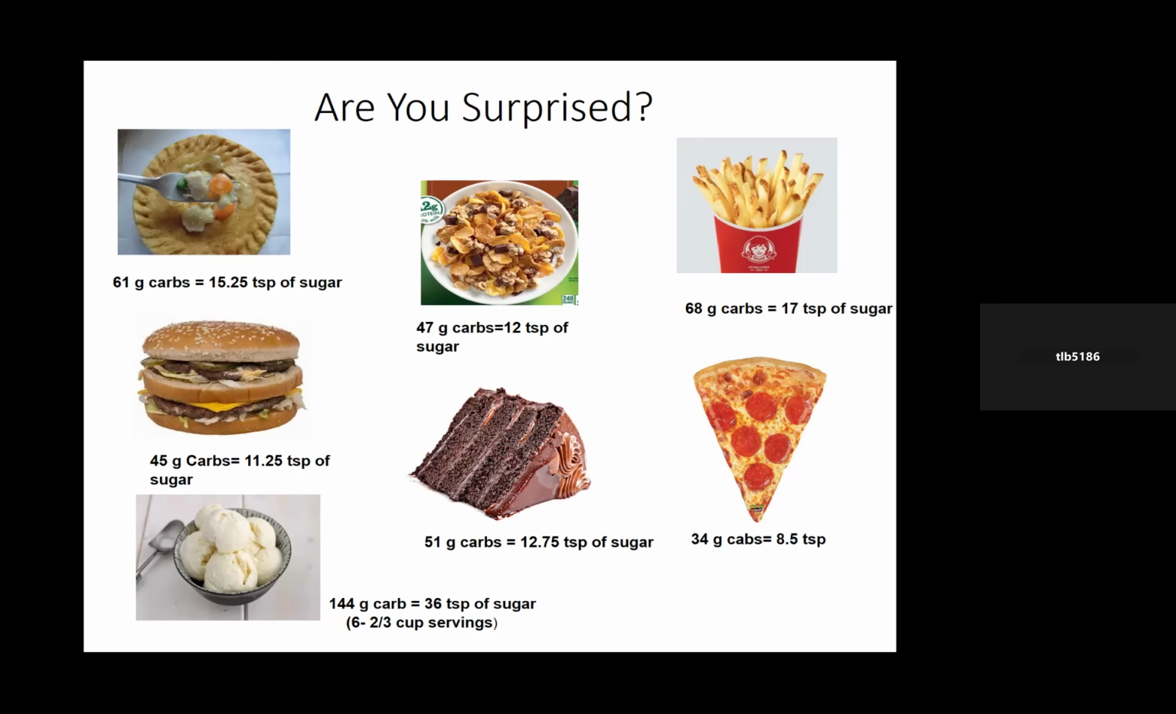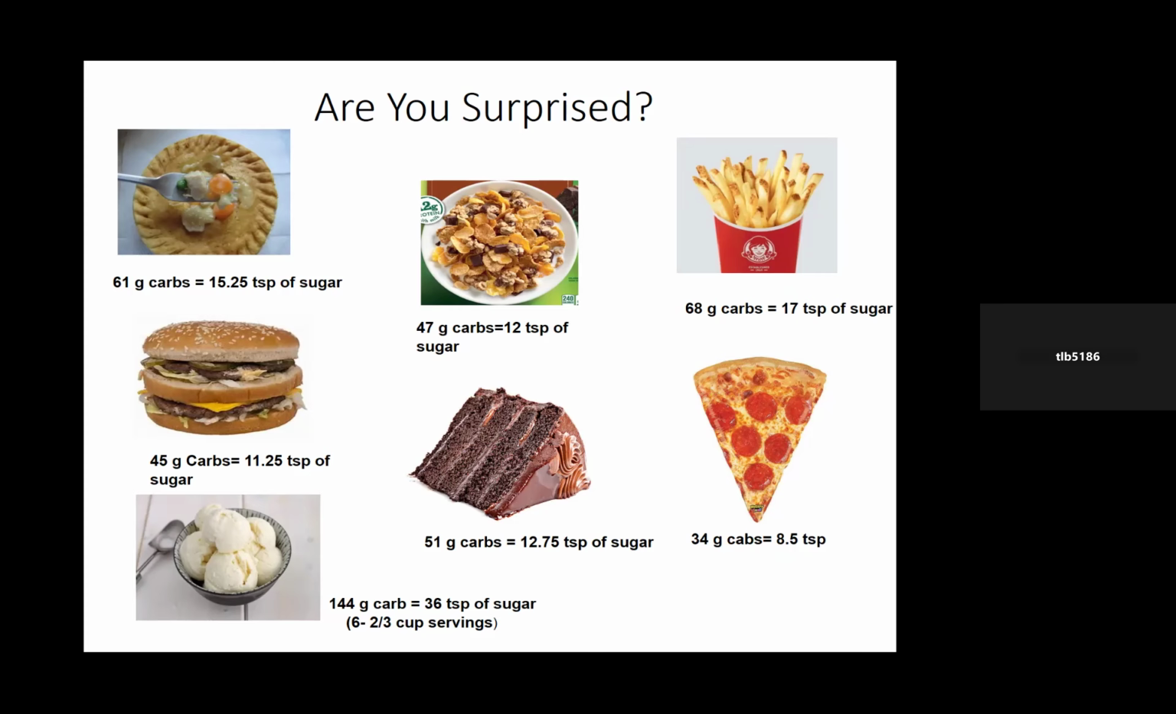A serving of ice cream is 2/3 of a cup. That's a little more than half a cup, but less than a whole cup. What that means is the average scoop is 2 servings. And if you ate a bowl with 6 scoops of ice cream, you consumed 144 grams of carbs, or you just ate 36 teaspoons of sugar.